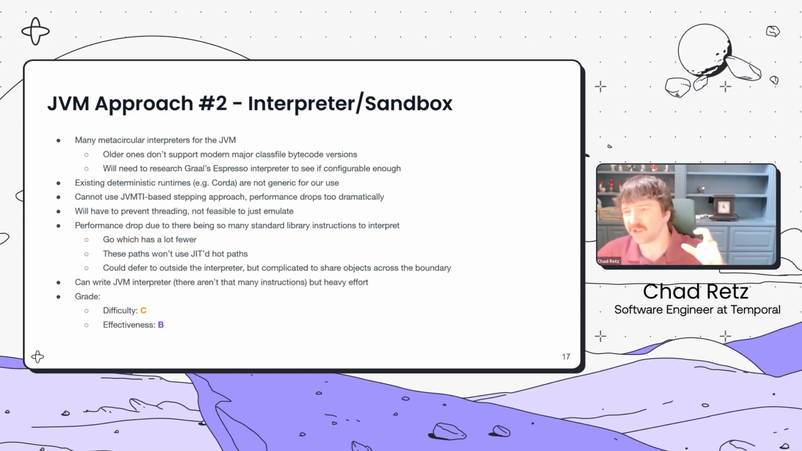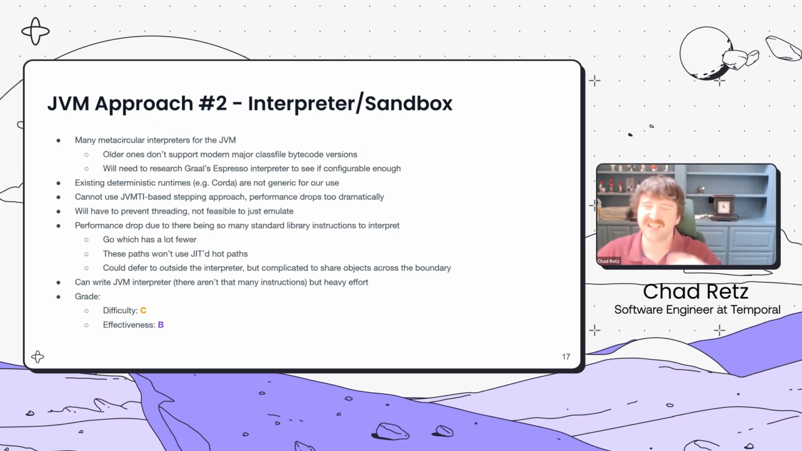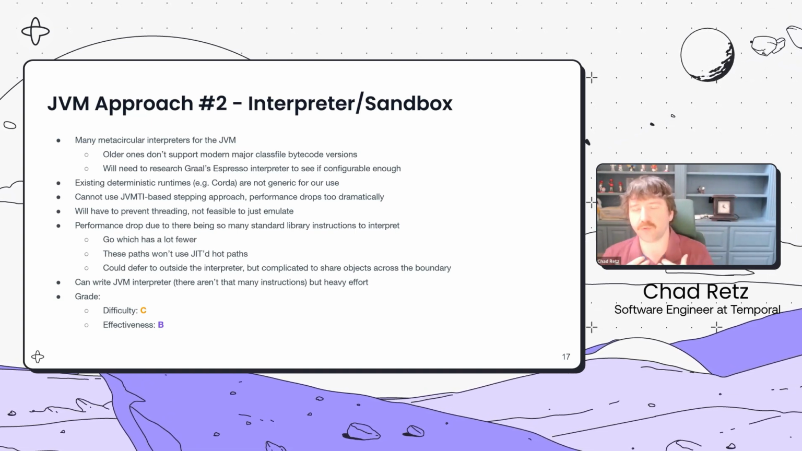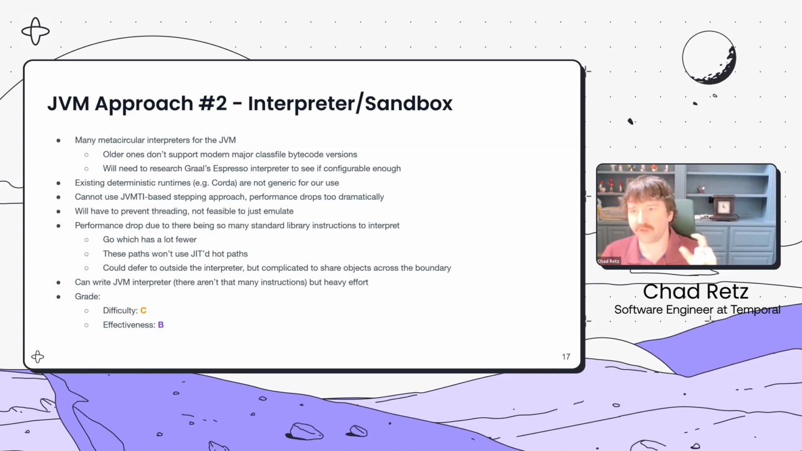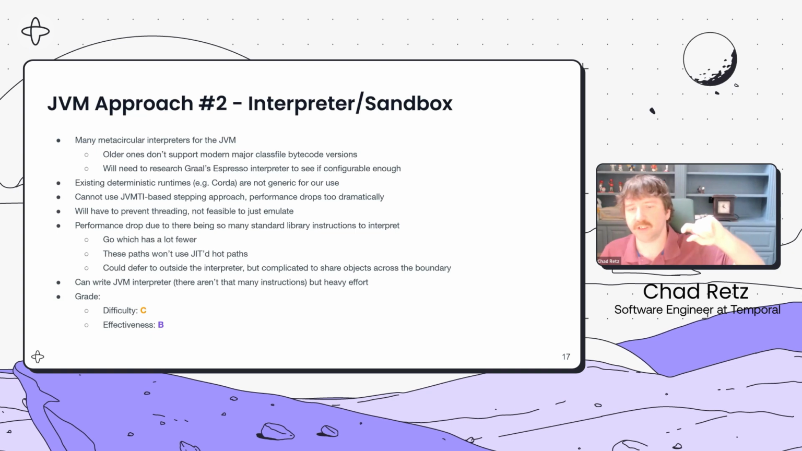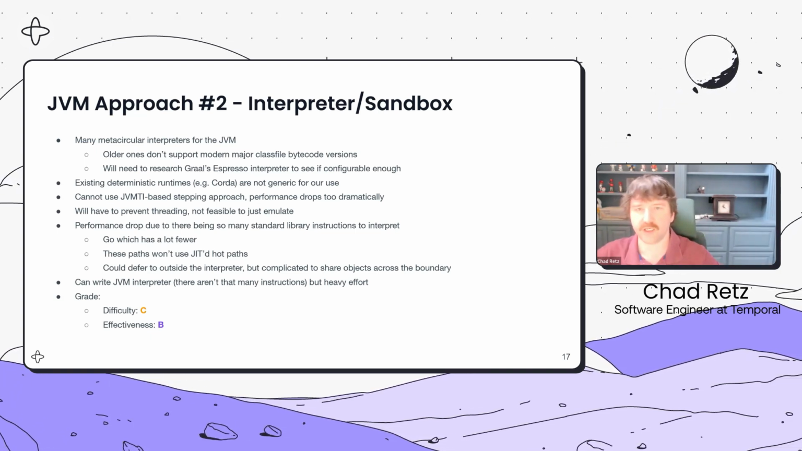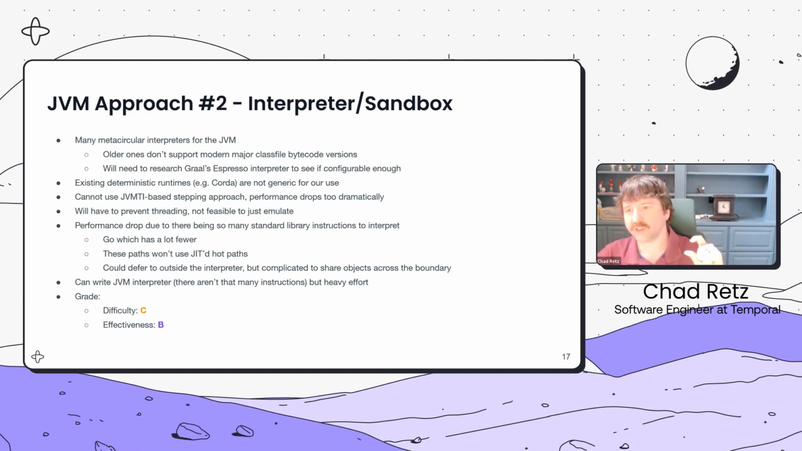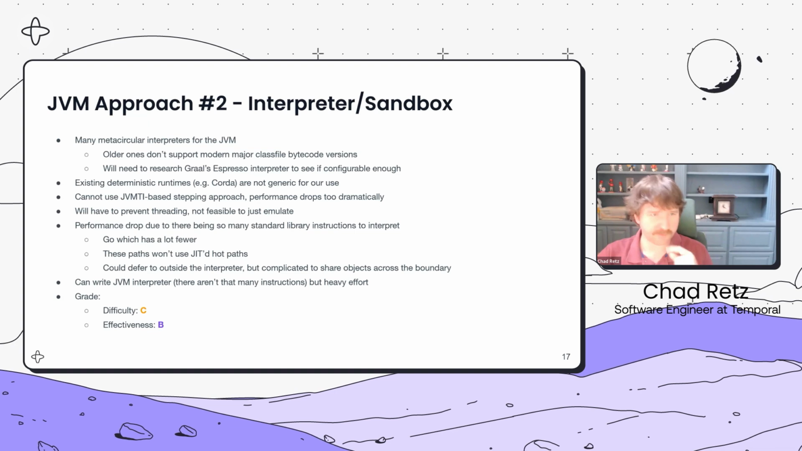There are a couple of deterministic runtimes out there, like this Quarter one that is written for blockchain smart contracts. It's just not generic enough for what Temporal will need. There's also this concept of JVM TI, which is basically a native interface. It's like JNI for debuggers. It allows you to literally step through code, but as soon as you do that, you throw all performance out the window, and it's not always supported on all JDKs, so it's not really the best approach either.